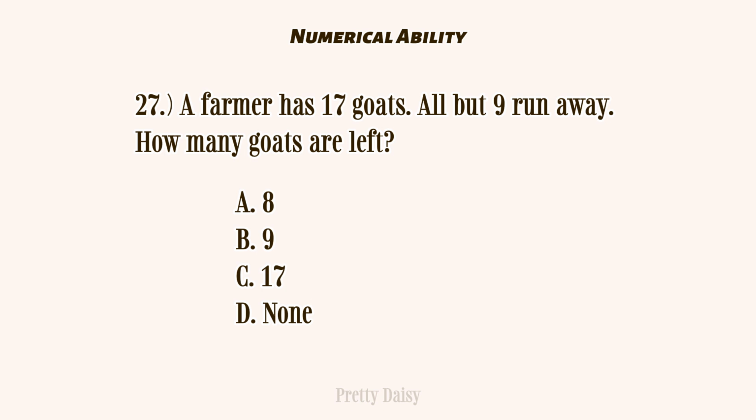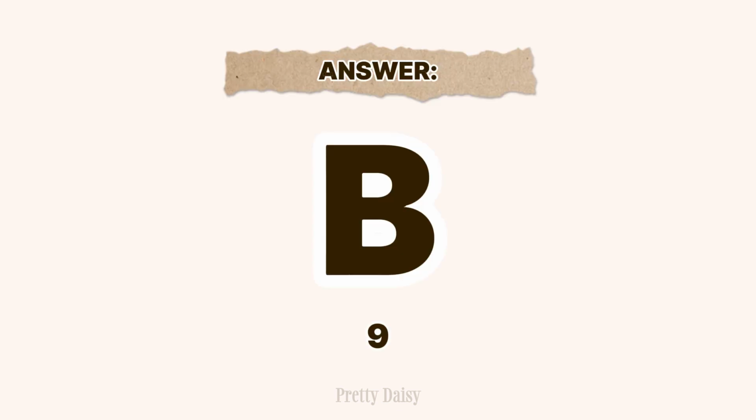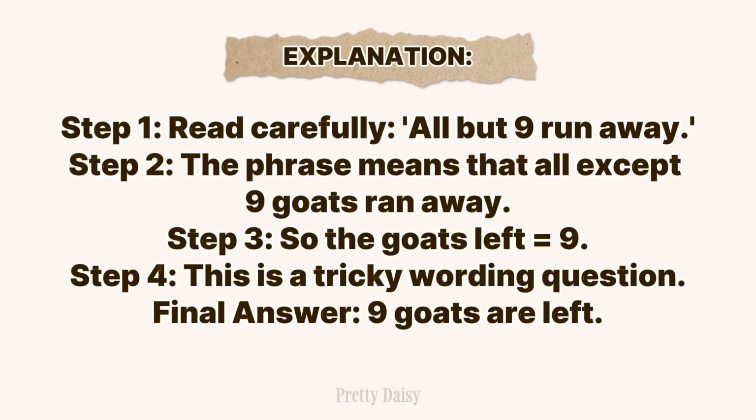27. A farmer has 17 goats. All but 9 run away. How many goats are left? A. 8. B. 9. C. 17. D. None. Answer: B. 9. Step 1. Read the statement carefully. All but 9 ran away.